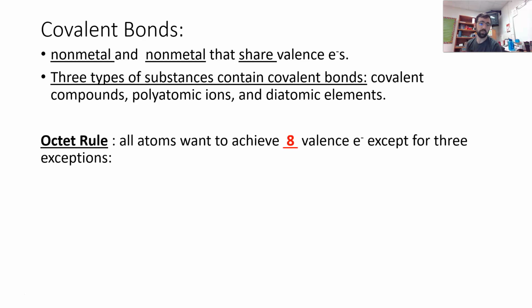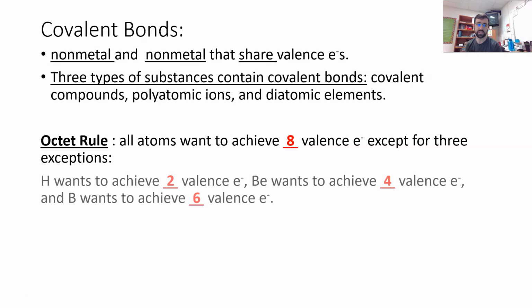The octet rule, this is review again: all atoms want to achieve 8 valence electrons, but there are 3 notable exceptions I want you to know about. Hydrogen wants to achieve 2 valence electrons. By the way, hydrogen is the most common exception. You're going to see that one a lot. So if you just memorize one of these, hydrogen's the most important, but you do want to memorize all of these. Hydrogen wants 2, beryllium wants 4, and boron wants 6.